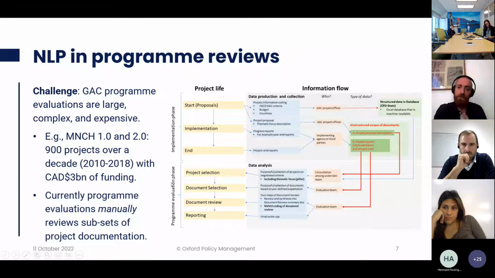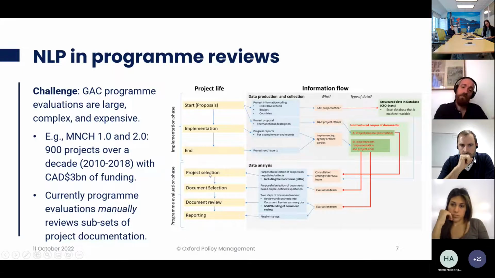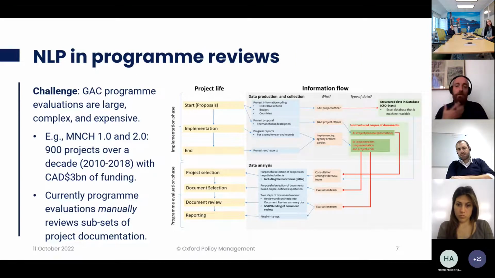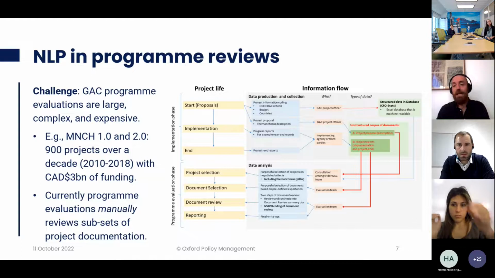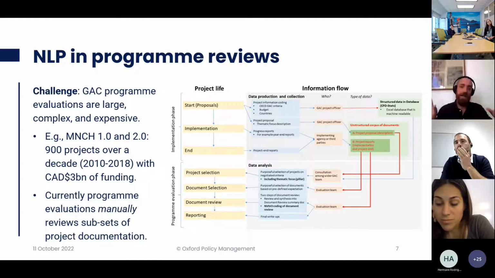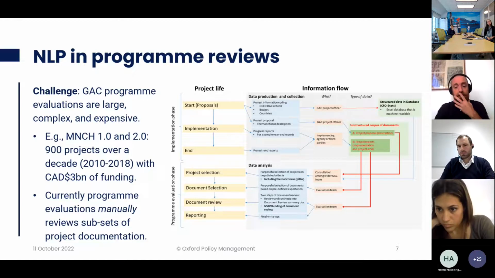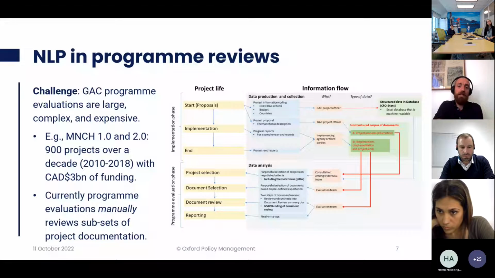And then we come to the program evaluation phase. A consultant or a team of consultants starts to go through that, right? They can't read everything. So they need to think about which projects do they look at, which documents do they look at, how do they review these documents, and then they need to extract insight and report on this, right? So it's a big effort. It costs a lot. It takes a long time. And so the question was, where can NLP be used to improve this, right? And so this was purely a consultative exercise. So we looked at this and gave some recommendations about where NLP could help.